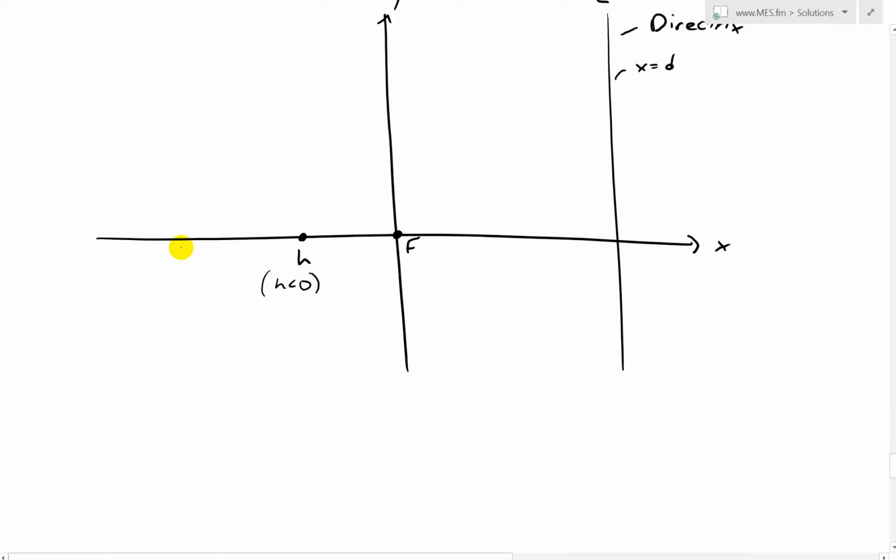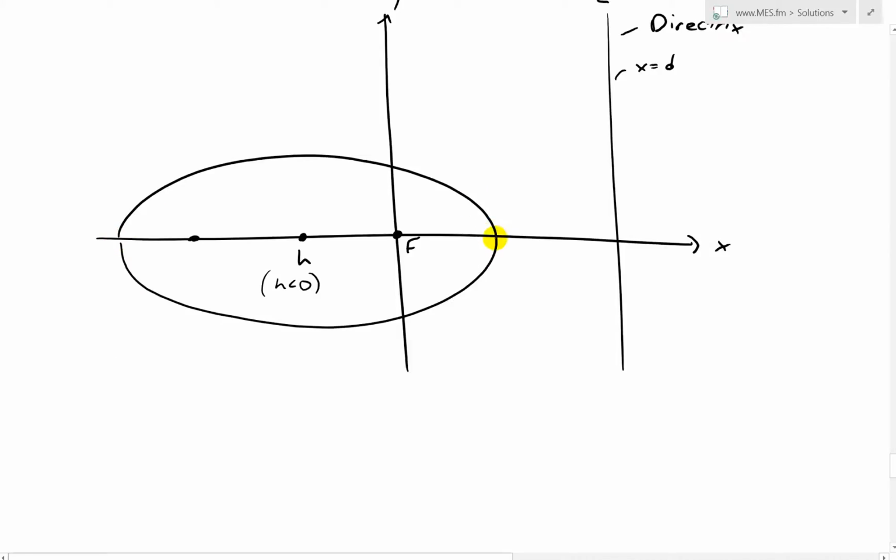If that's the focus, we're going to have another focus somewhere around here in Cartesian coordinates. It's going to look something like this. And I'll write this over here. That's going to be our first focus, F1. This is F2.